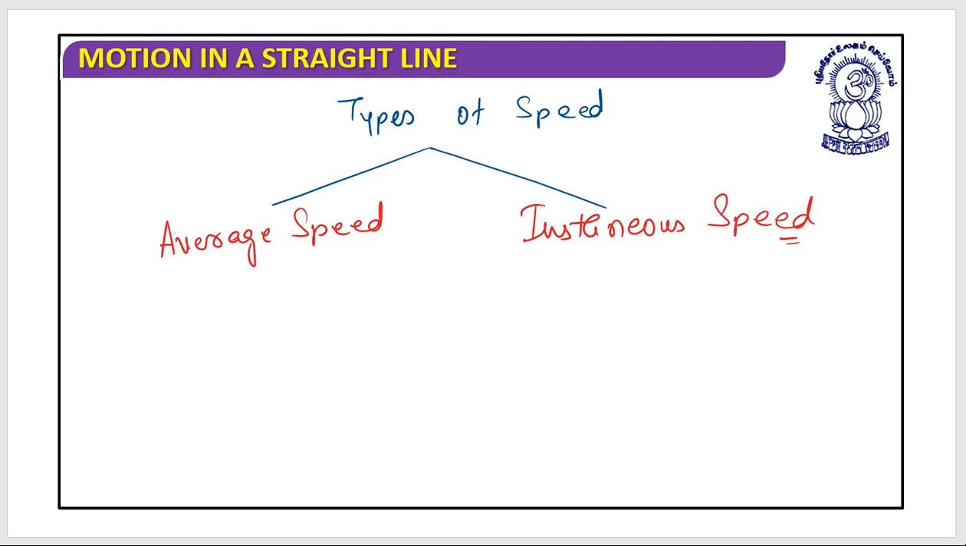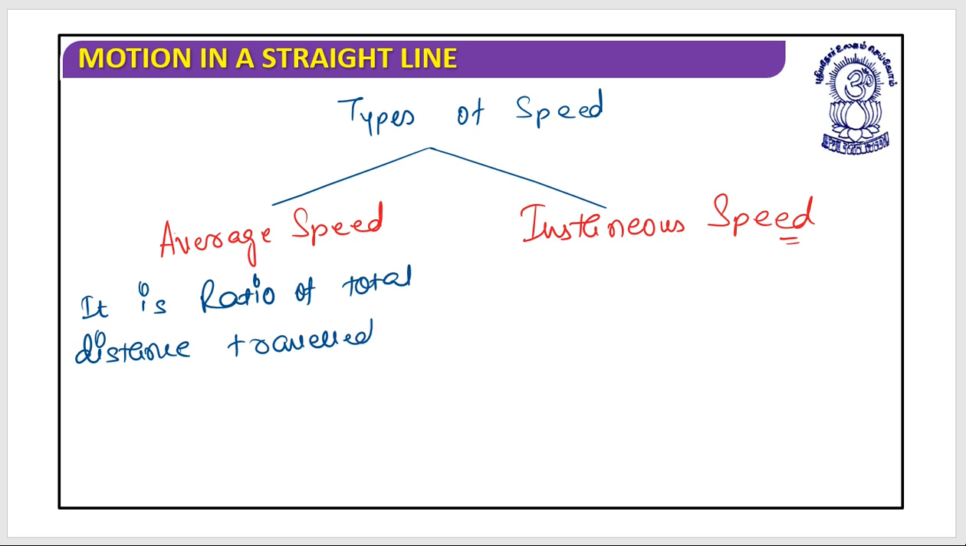Now what is average speed? What we can understand by average speed is the ratio of total distance traveled to total time taken.